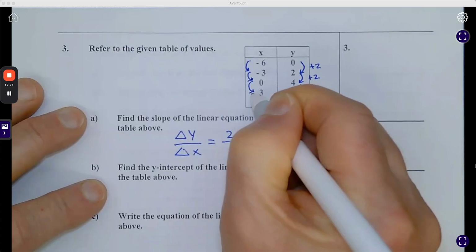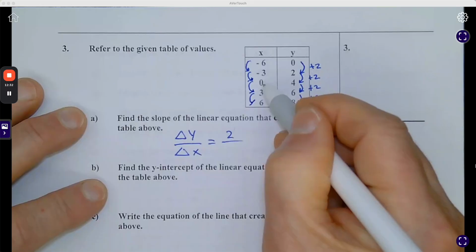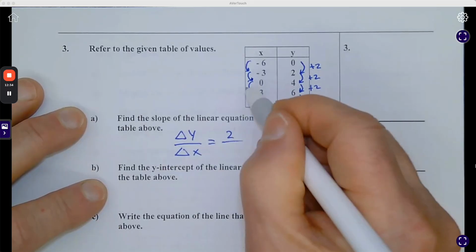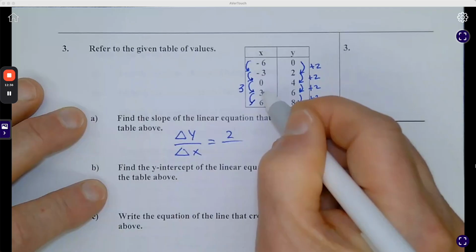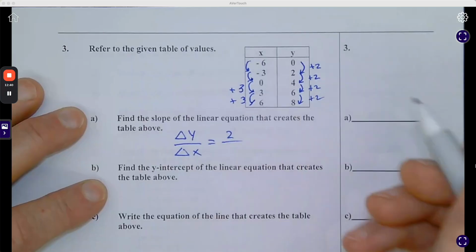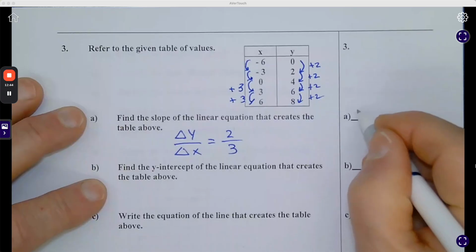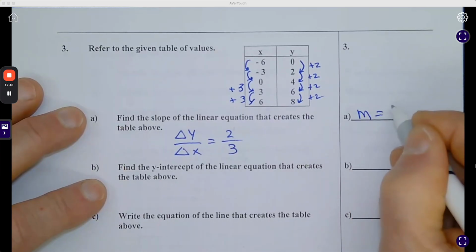Look at the movement. If you can't figure it out from here, move on. But here I can figure it out. 0 to 3 is 3. 3 to 6 is 3, right? So it's plus 3, plus 3. That slope does not reduce, so I'm done. That's my m, so I'm going to call it m.